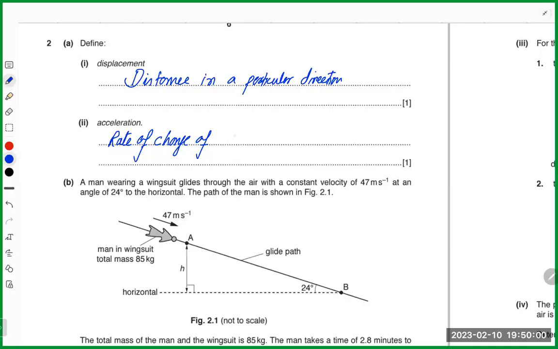Rate of change of velocity is called acceleration.